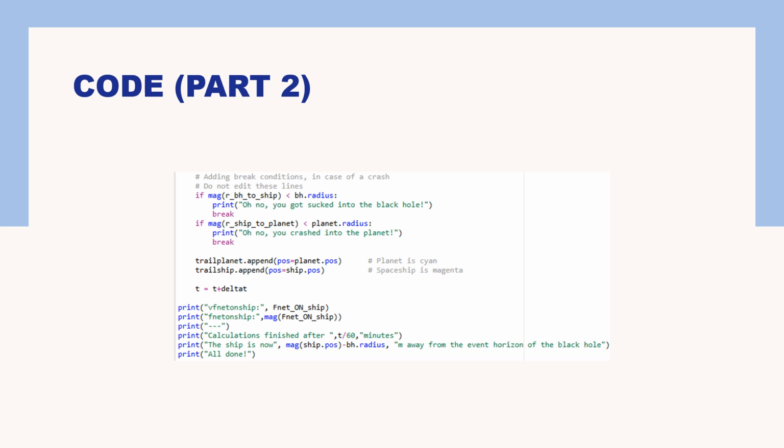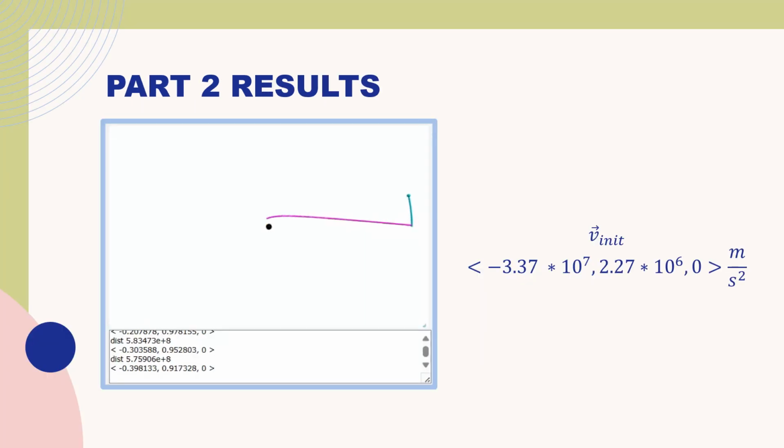At the end of the time period, the Fnet on the ship's vector and magnitude were printed, along with the time and distance of the ship. So here is the resulting model and the initial velocity components that were successful.